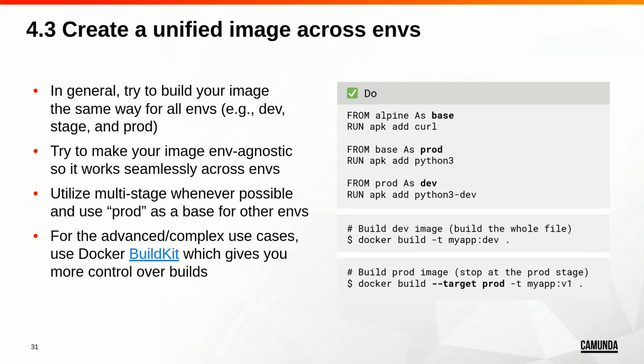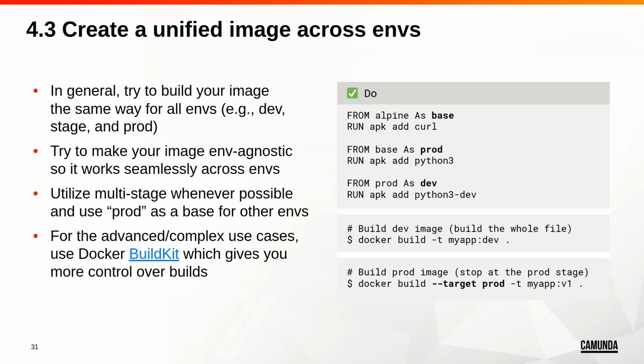Create a unified image across environments. We already have talked about the multi-stage feature and how useful it is, but in the past, before multi-stage, people usually used to create different Dockerfiles per environment. So you see one for development, another for stage, another for production, and so on. And by doing that, you will have unexpected behavior in different environments. So always try to build your application image the same way for all environments.